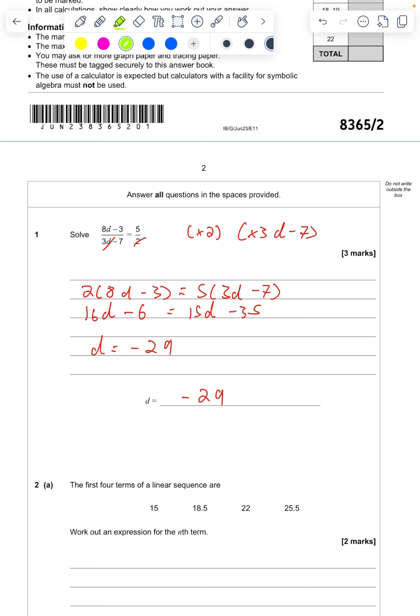Okay, we're going to check the mark scheme. But yeah, we're all good. Perfect.